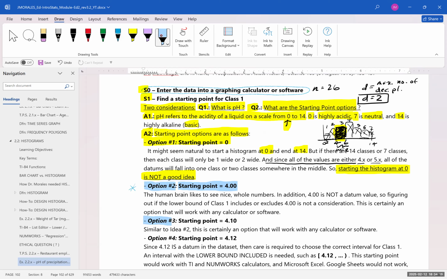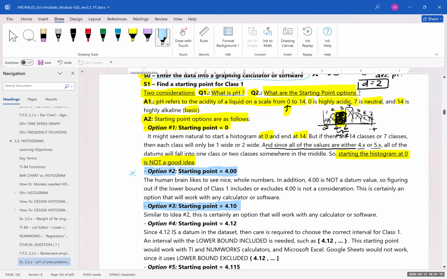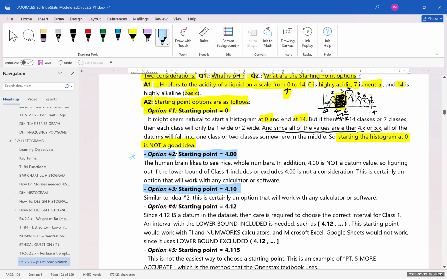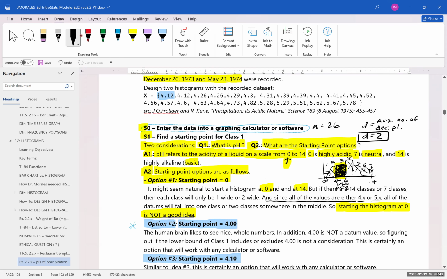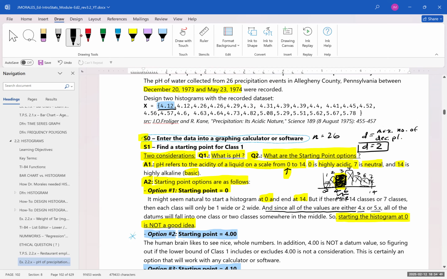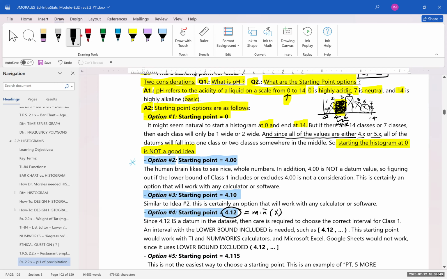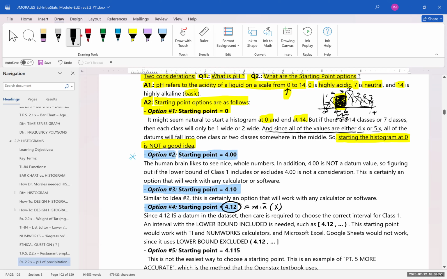Option 3, let's choose as a starting point 4.10. So this is similar to option 2 that we just had. This is certainly an option that'll work with any calculator or software. Option 4 would be for our starting point to be equal to our minimum. Right? So if we look up here at the top, 4.12 is our minimum value. And so we could choose a starting point that's equal to the minimum.